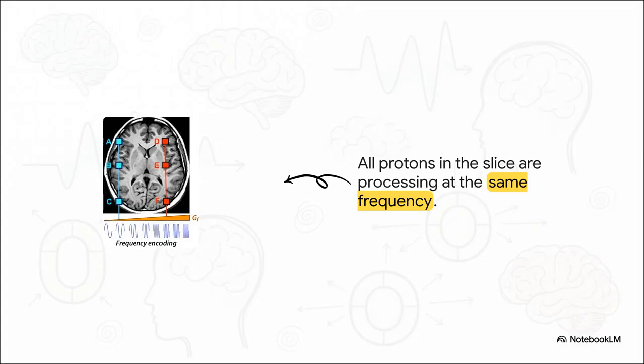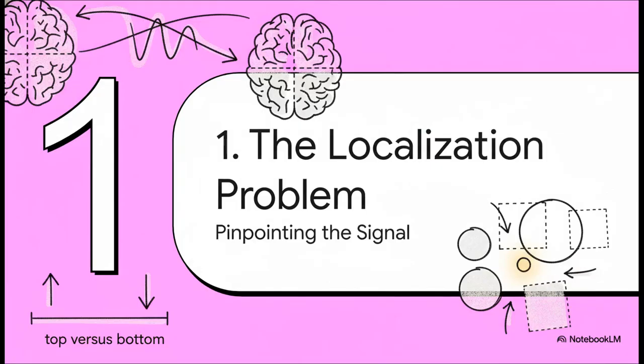You can think of it like this. Right after our RF pulse, every single excited proton is spinning, or precessing, at the exact same frequency. It's like having a massive choir where everyone is singing the exact same note. The signal we pick up is just one continuous wave. We know there's something there, but we have absolutely no idea where within the slice any of it is coming from. And this right here is what we call the localization problem.